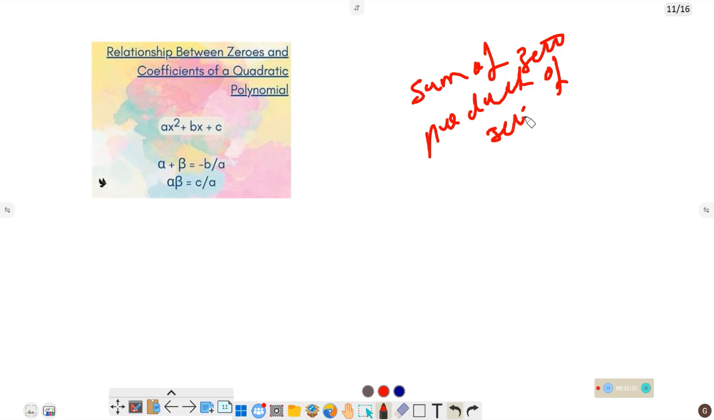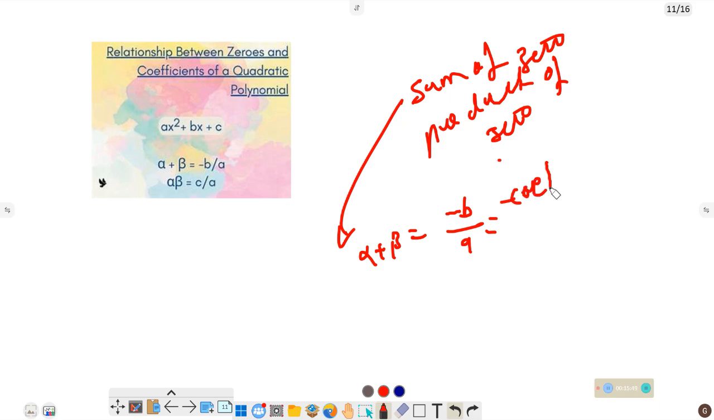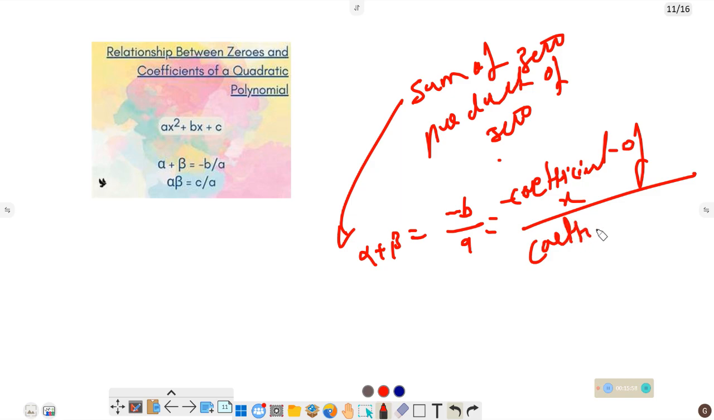Now we move to another slide. In this slide, we discuss the sum of zeros and the product of zeros. When we talk about the sum of zeros, that means alpha plus beta equal to minus b by a. Minus b is minus the coefficient of x, and a is the coefficient of x square.